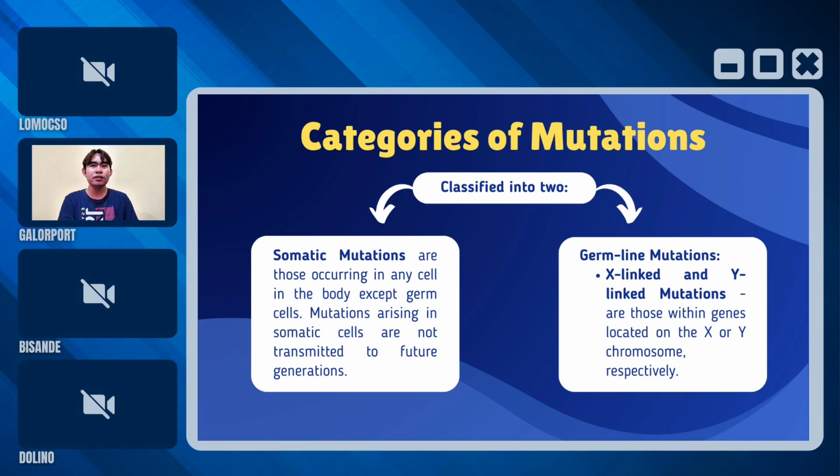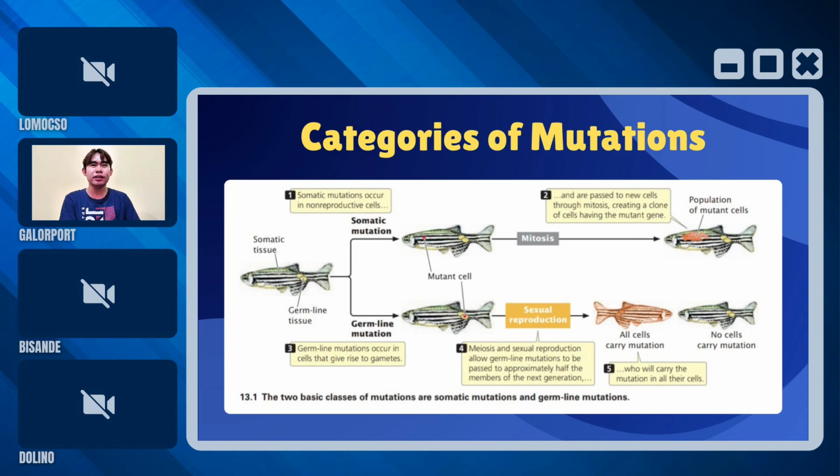On the other hand, germline mutations arise in the cells that ultimately produce gametes. A germline mutation can be passed to future generations, producing individuals that carry the mutation in all their somatic and germline cells. This also correlates with the concept of X and Y linked mutations. Next slide please. So here we can see that the diagram represents the somatic and germline mutation.